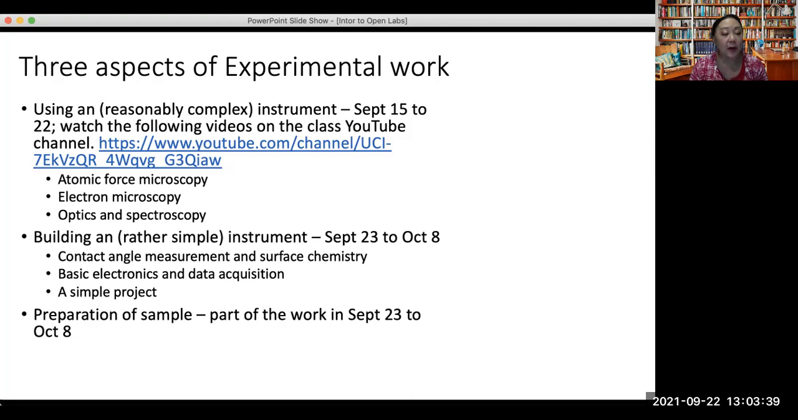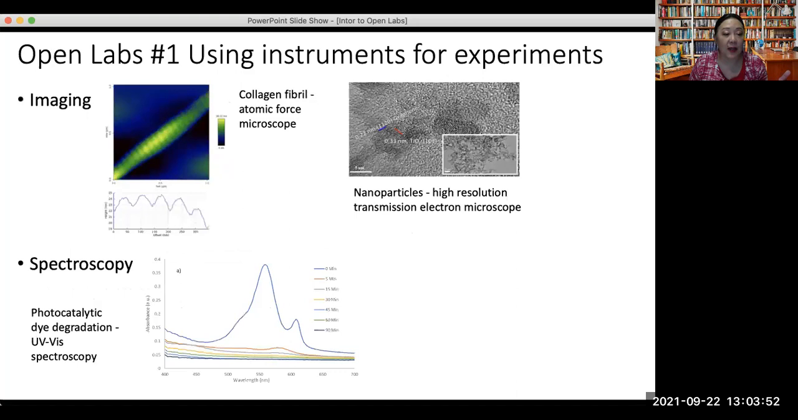And then the second part, which is the longer part, which will last for 3 weeks, is to build a simple instrument and to prepare the sample for this simple instrument. And these are things that typically experimental physical chemists engage in. So let's just get started.